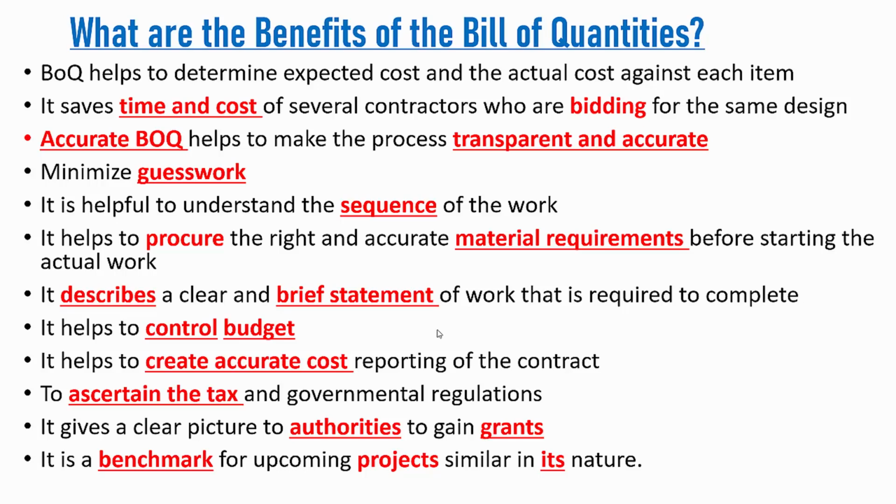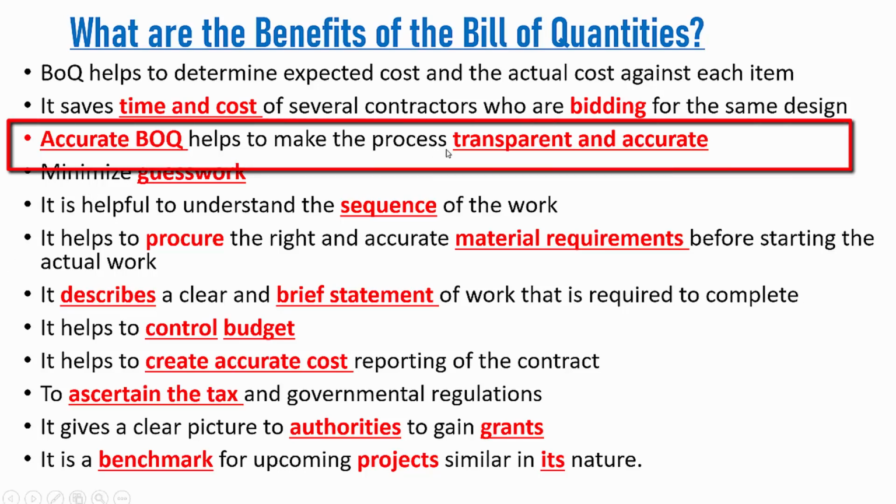So it is very easy for the tenderers or the contractors, and also for the client, to save their time, because they will only be concerned with one thing, that is the rate. Everything else will remain the same, and the contractor doesn't need to do any work preparing the description of the quantities. The third is that an accurate BOQ helps to make the process transparent and accurate.